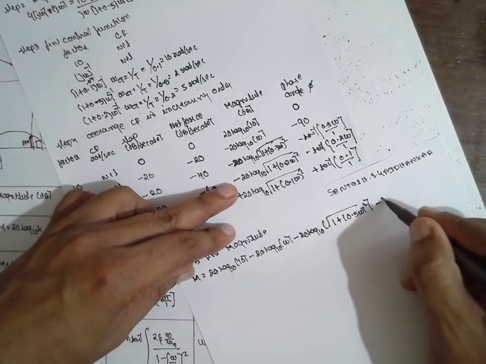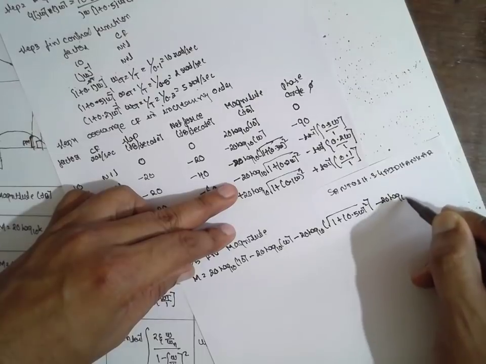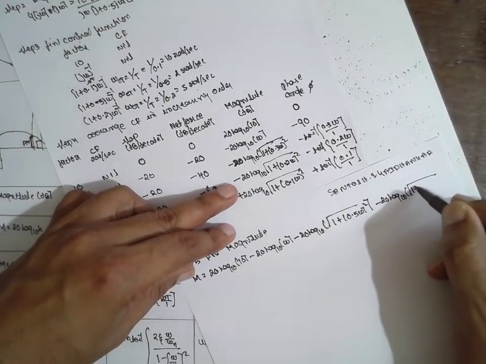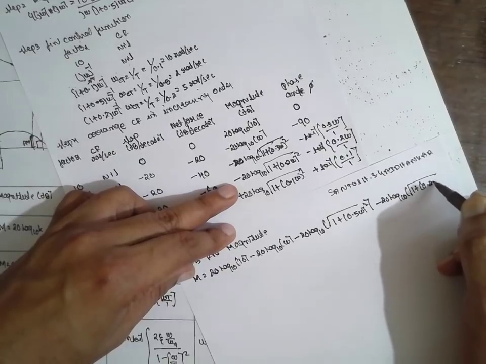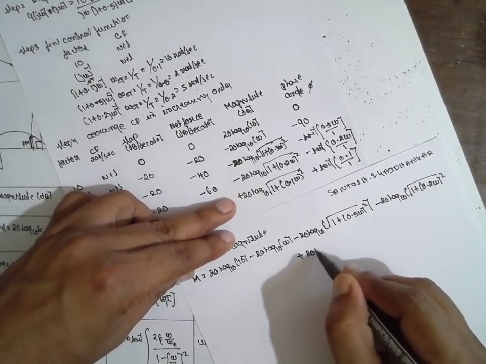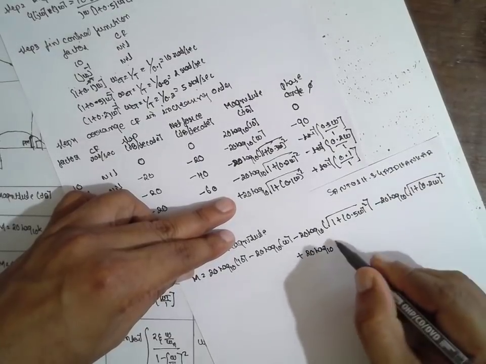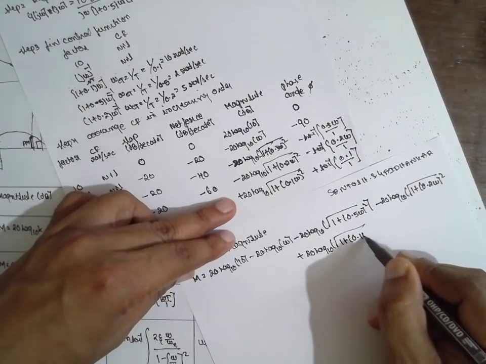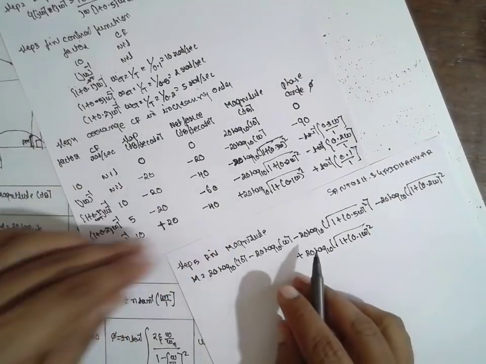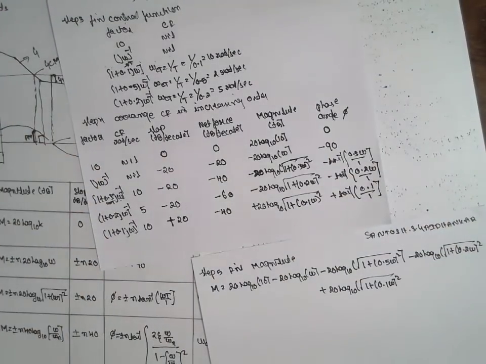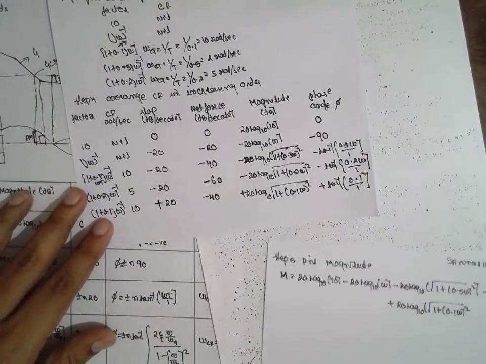minus 20 log 10 raised to 1 plus 0.2 omega whole square plus 20 log 1 plus 0.1 omega whole square. This is the magnitude. You have to add it out. This is the magnitude which is obtained now.